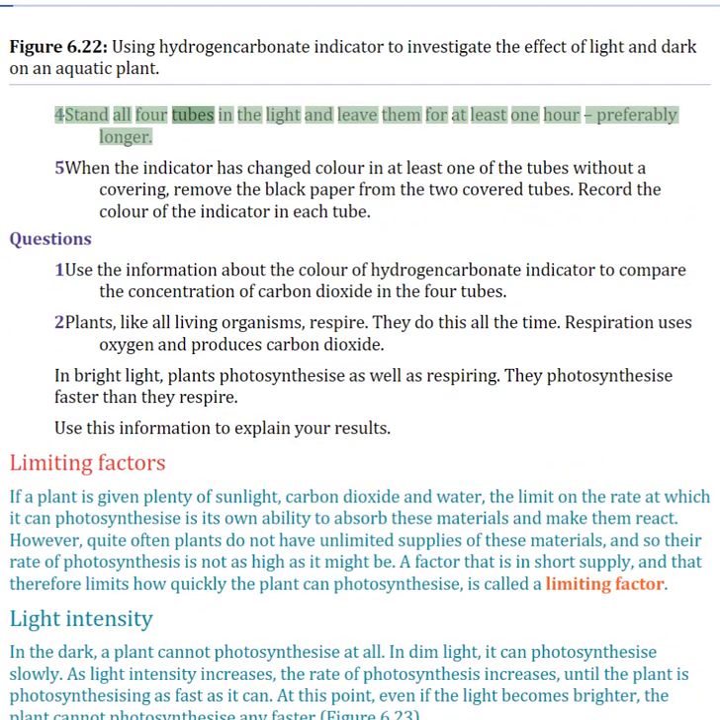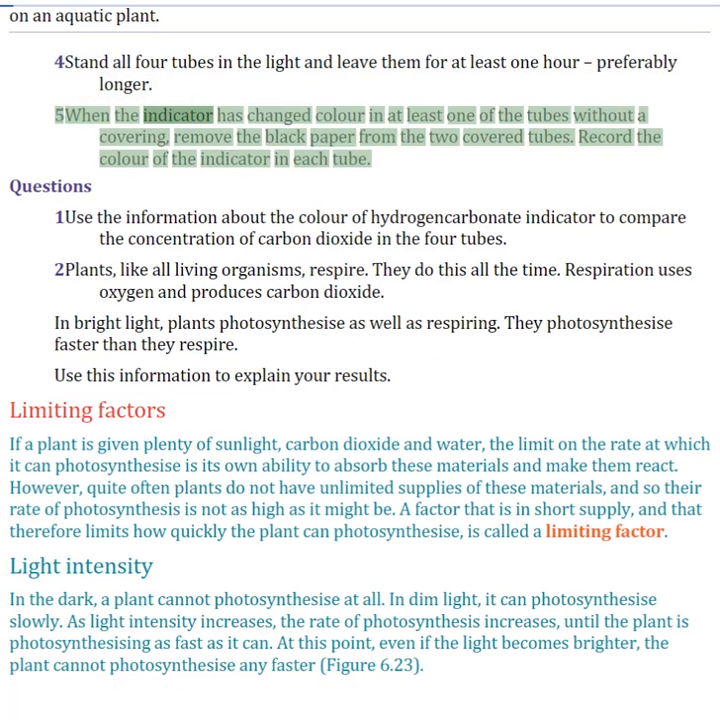4. Stand all 4 tubes in the light and leave them for at least 1 hour, preferably longer. 5. When the indicator has changed color in at least one of the tubes without a covering, remove the black paper from the 2 covered tubes. Record the color of the indicator in each tube.